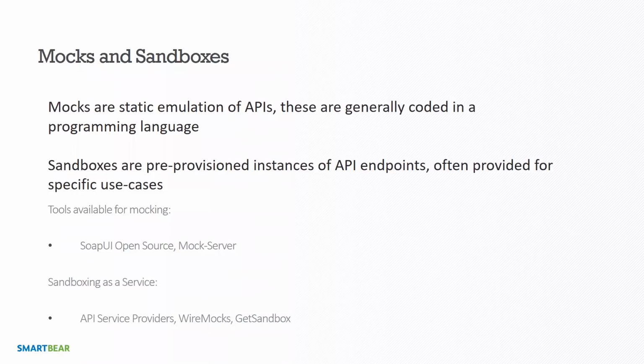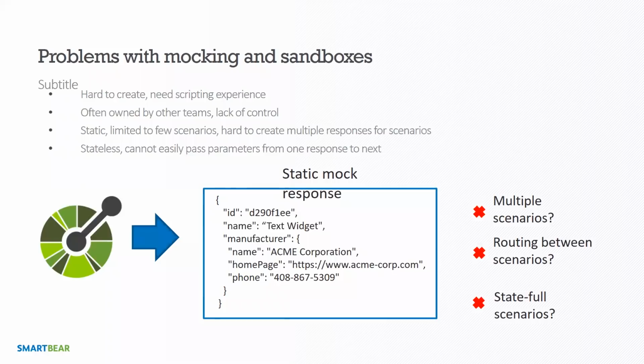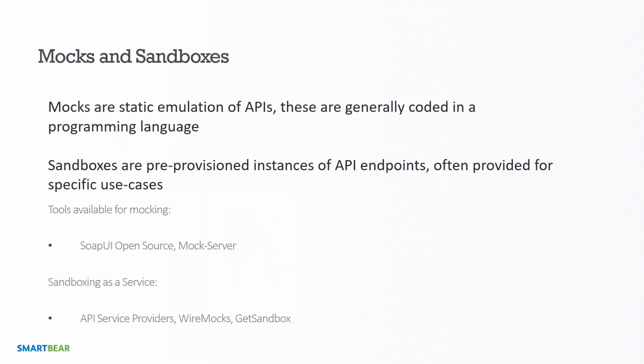There are many tools available for mocking, including SoapUI open source. You can do mocking in SoapUI open source. There are other tools, including VirtServer and a bunch of other offerings available in the market where you can do mocking. And sandboxing is a service. There are a couple of tools available, like WireMock and GetSandbox. These are online SaaS-based tools. And if you're working as an API developer or a tester with third-party APIs, you can ask your team to build a sandbox for you.